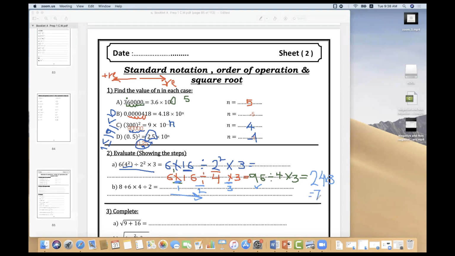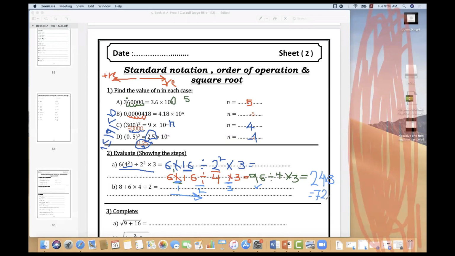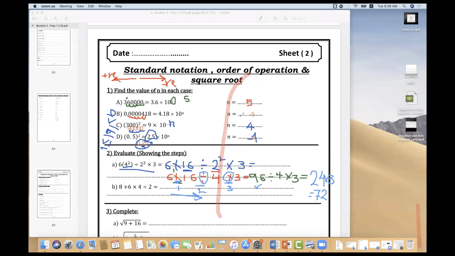Miss, so do we do the divide first? Yes, you have to solve the division secondly. After the first multiplication, you solve the division. After the division, you solve the second multiplication. Miss, I want to solve in the blue. I can't see the blue.